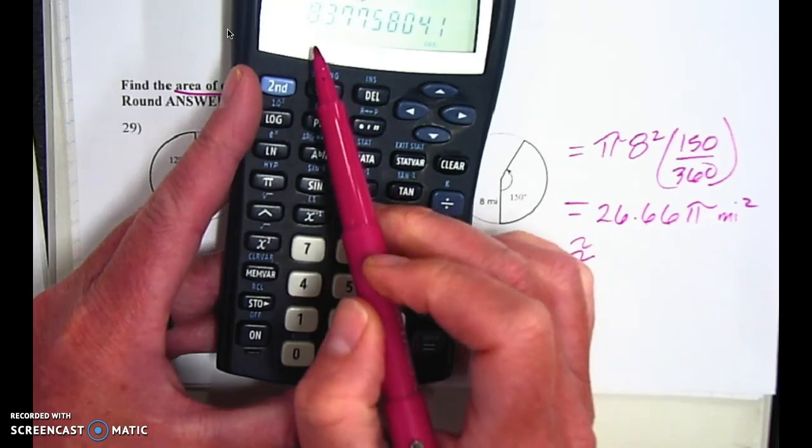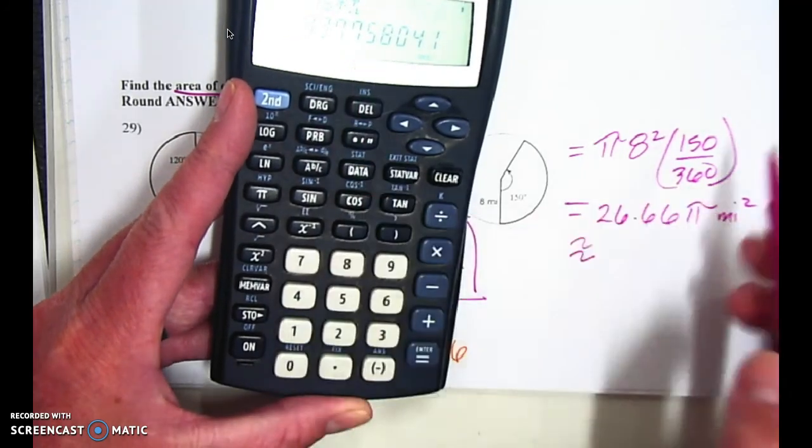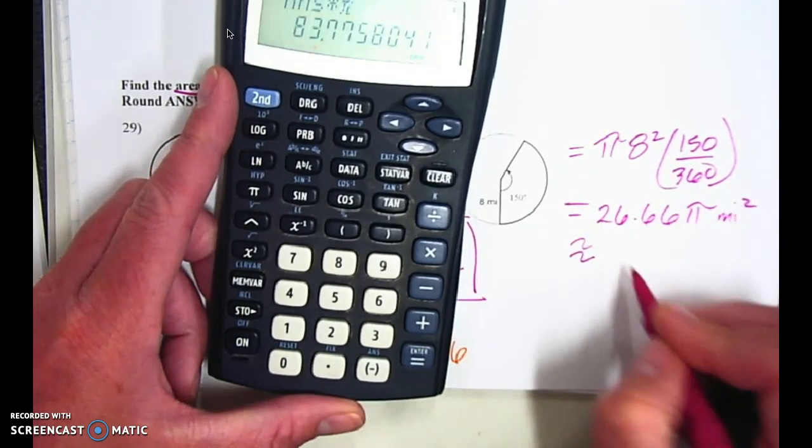And round it to the nearest tenth. I have 83.7, but there's another 7 next to it, so 83.8 miles squared.